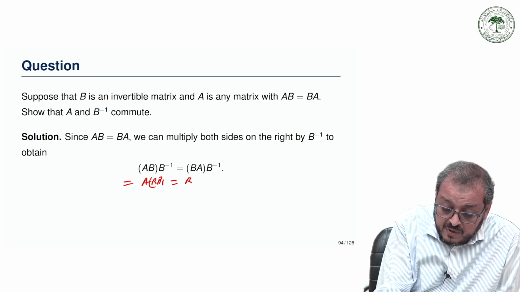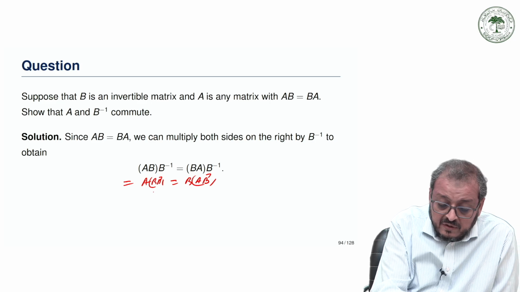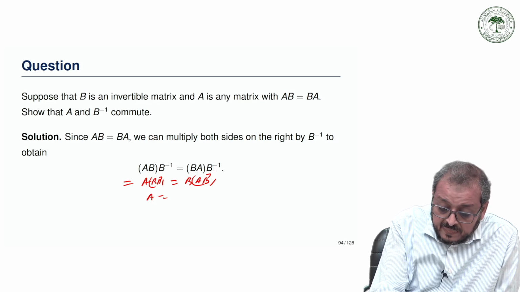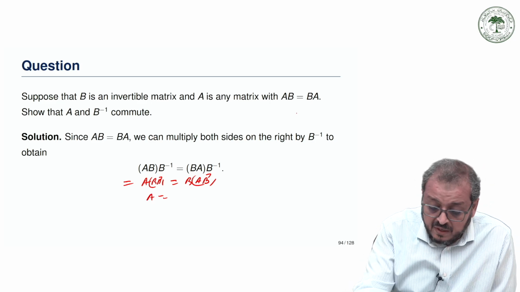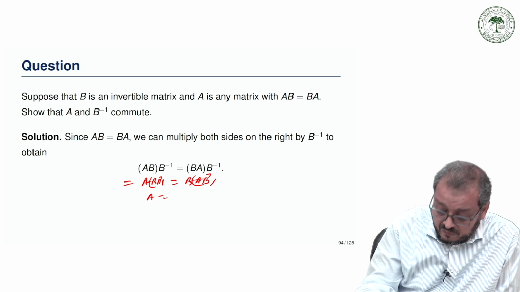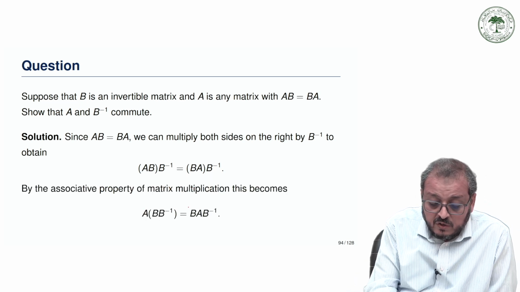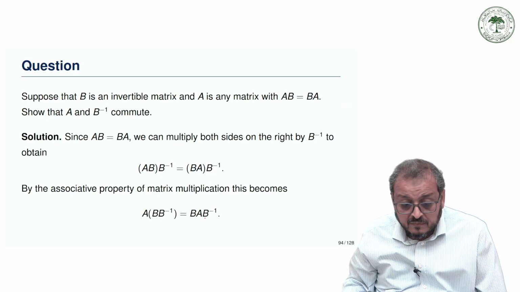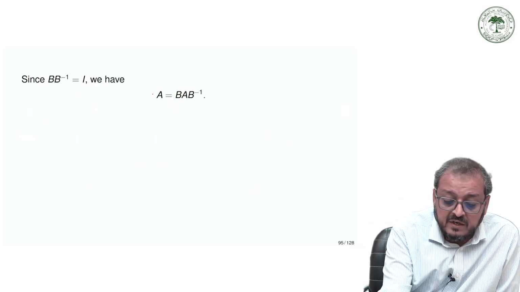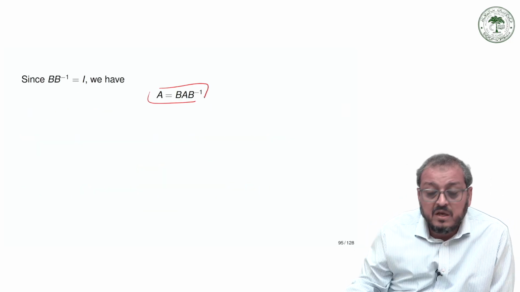You have B times A B inverse. Then here A is equal to, we are just writing this. Then we can write that this means A B inverse is equal to B inverse. And now B inverse B is the identity, then A can be written as A B inverse.